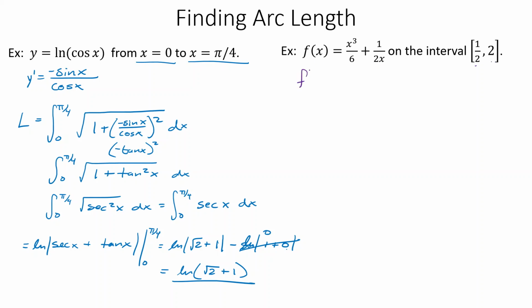So the first thing we need to do is get the derivative. I think it's fun that we're using derivatives and integrals all in the same problem. So we bring down the 3x squared over 6. This guy we could write as 1/2 x to the negative 1. So we'd bring down the negative 1, so we'd have negative 1/2 x to the negative 2.